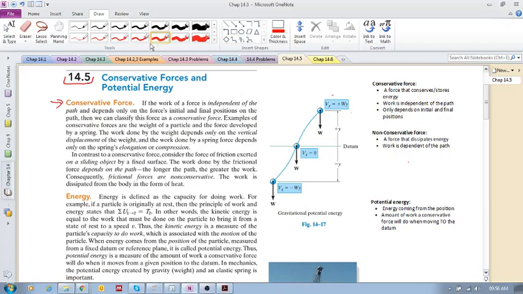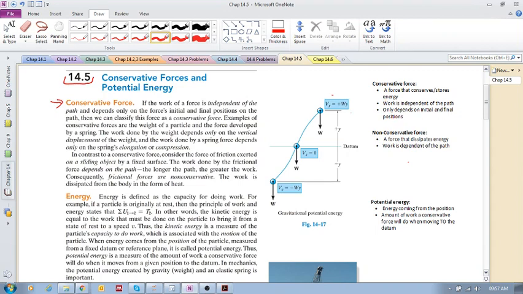Okay, we want to look at 14.5 now. Conservative forces. What's a conservative force? And potential energy. And we'll see how these are related to each other. Okay, so in this little paragraph over here, they define a conservative force.